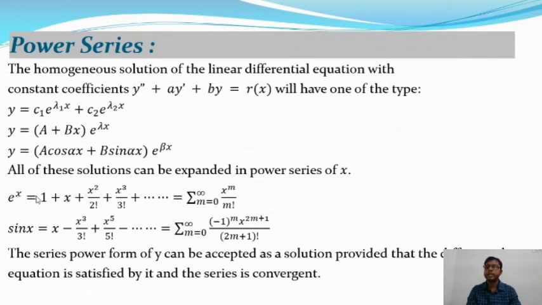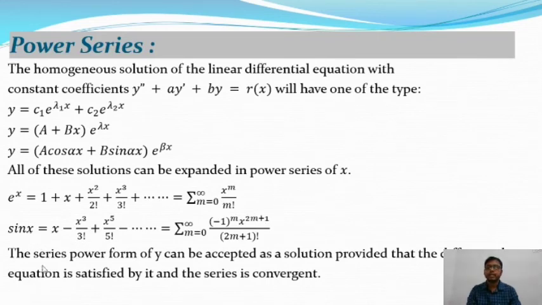Similarly, we will find the series solution of the sine function, sin x. The Taylor series expansion of sin x will be x minus x to the power 3 by 3 factorial plus x to the power 5 by 5 factorial, minus x to the power 7 by 7 factorial, and so on up to infinity. And the compact form of the sine series will be the summation over m is equal to 0 to infinity of minus 1 whole to the power m, x to the power 2m plus 1 by 2m plus 1 factorial. So this is the compact form of the series of sin x.